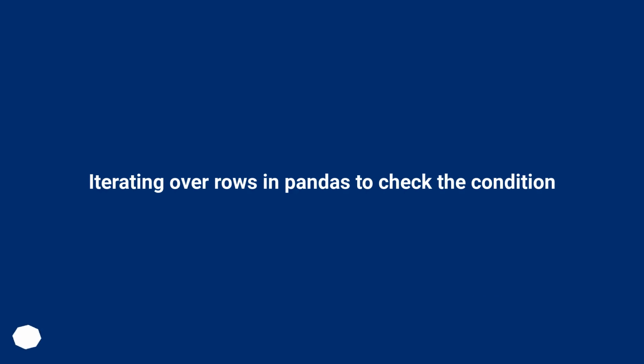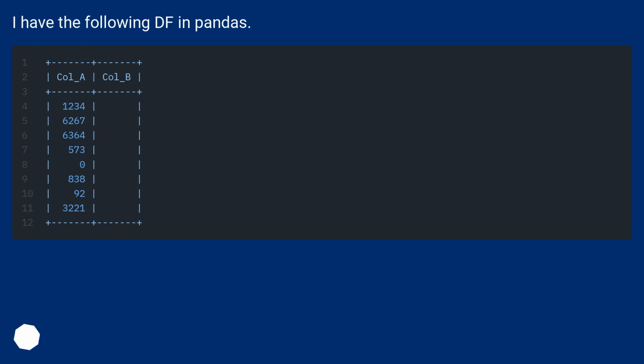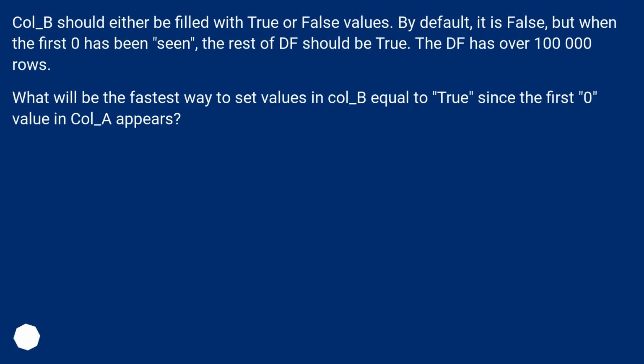Iterating over rows in pandas to check the condition. I have the following df in pandas. Call_b should either be filled with true or false values. By default, it is false, but when the first 0 has been seen, the rest of df should be true.